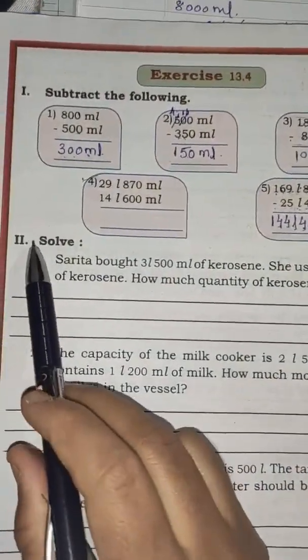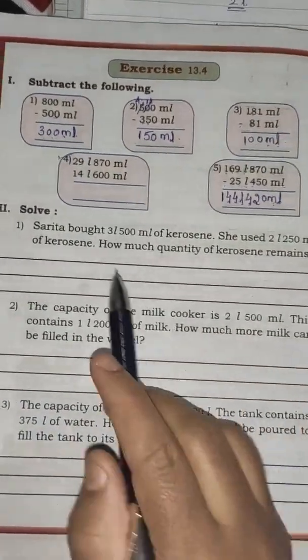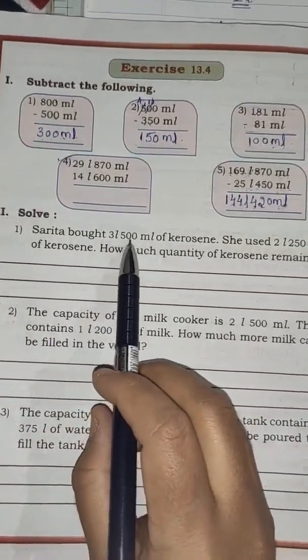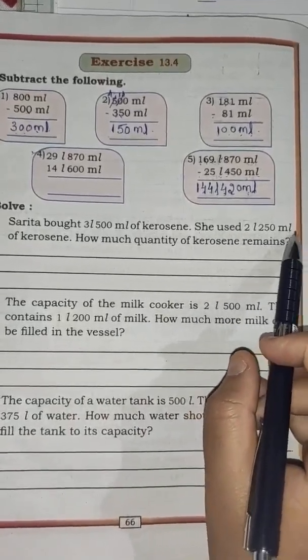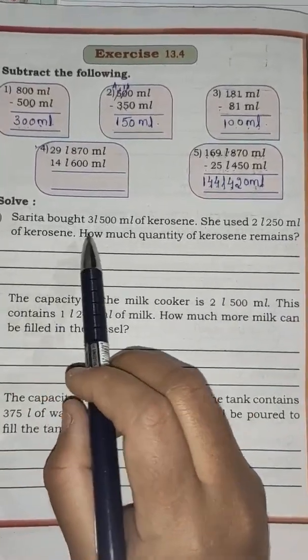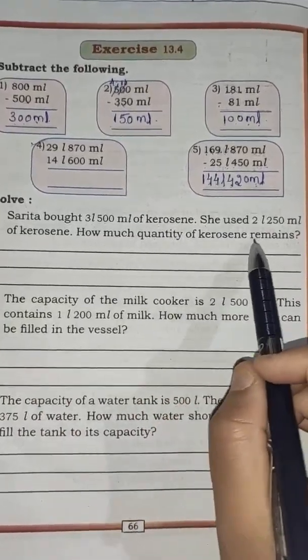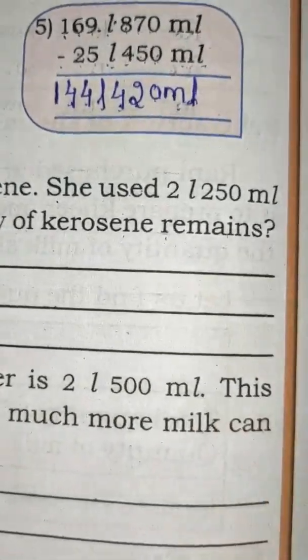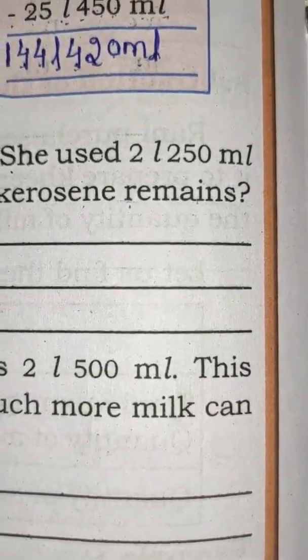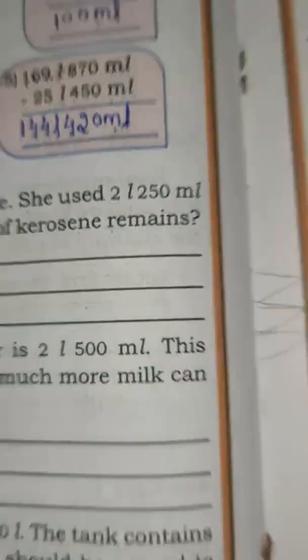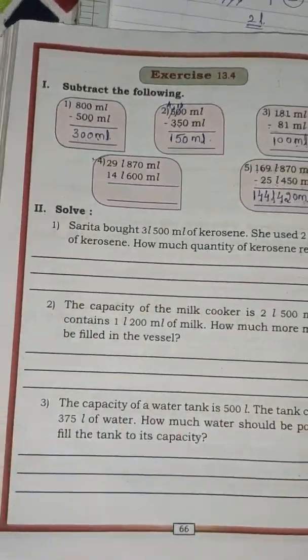Okay. Now come to the second one. Solve. Sarita bought 3 liter 500 ml of kerosene. She used 2 liter 250 milliliter of kerosene. How much quantity of kerosene remains? Remains means which mathematical operation we have to use here? Yes, we have to use subtraction. Very good, children. So let's write the statements first here.